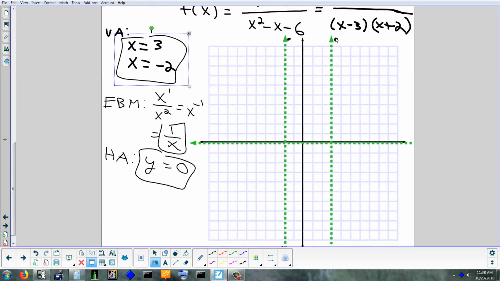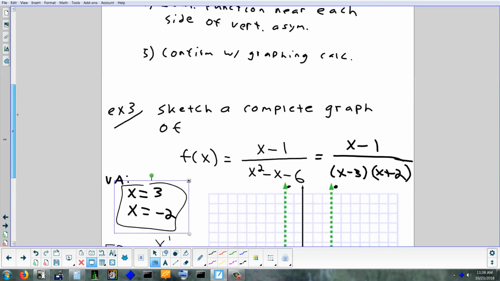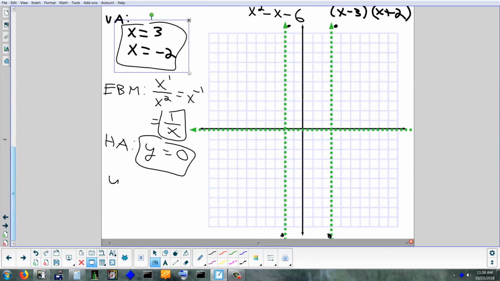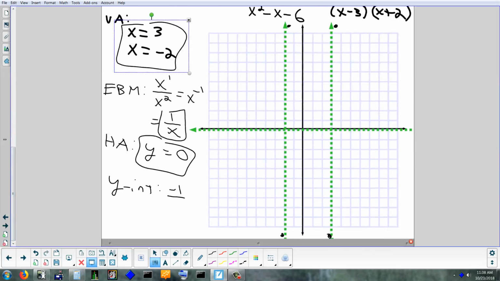All right. And we know we have a horizontal asymptote at 0. Okay. Let's see if we can find intercepts here. Let's start with the y-intercept, that one's easier. You just plug in 0 for x. If I plug in 0 for x, what does my numerator become? Negative 1. Divided by.